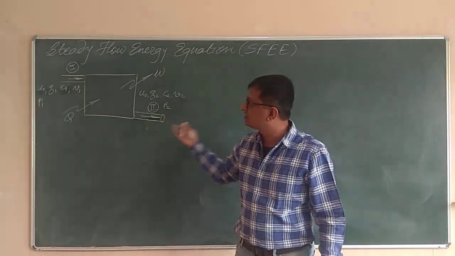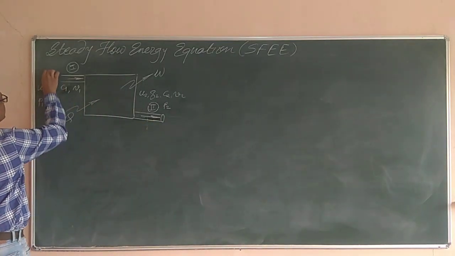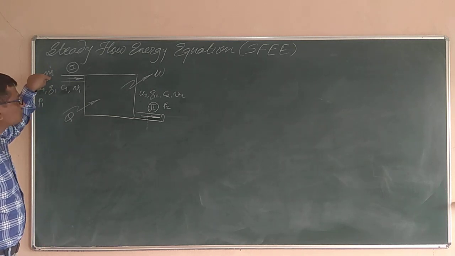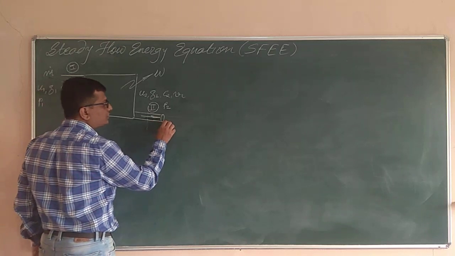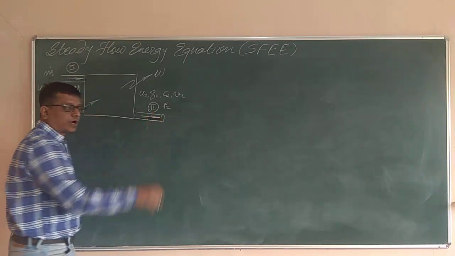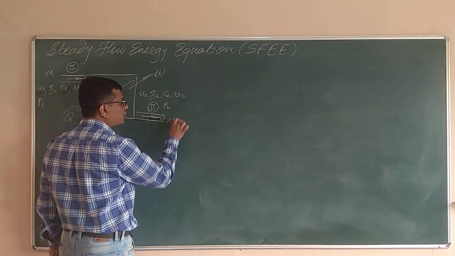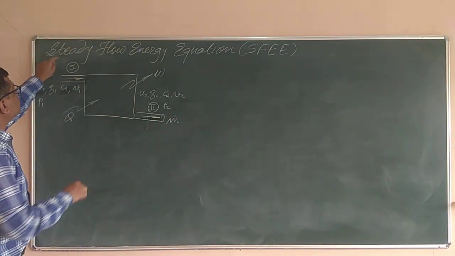Obviously you can understand this is an open system, since there is a mass flow rate coming in. I am going to denote it as m dot, the rate of flow of mass going into the system. And what do you think the mass flow rate going out of the system will be? How much should it be? It has to be m dot only, since we are considering the steady state condition.